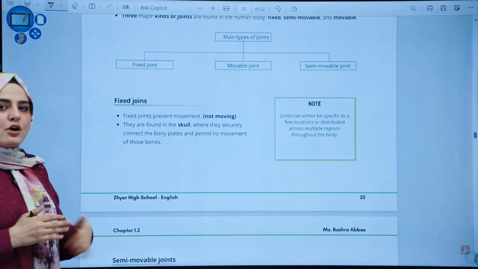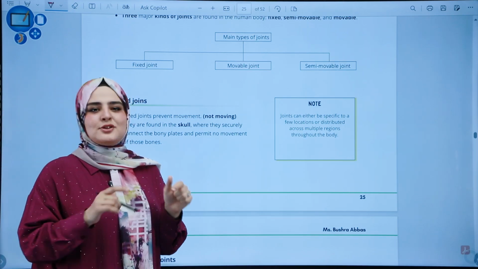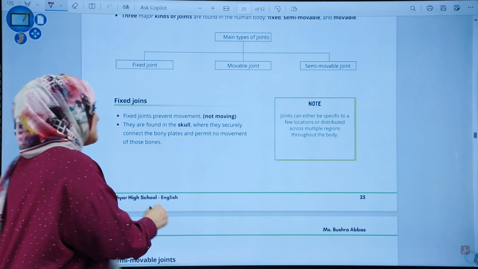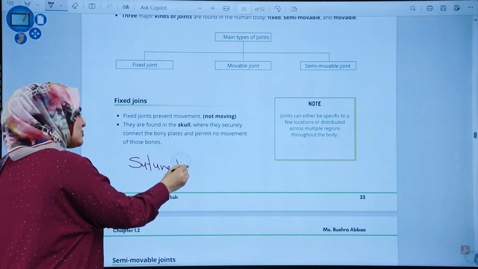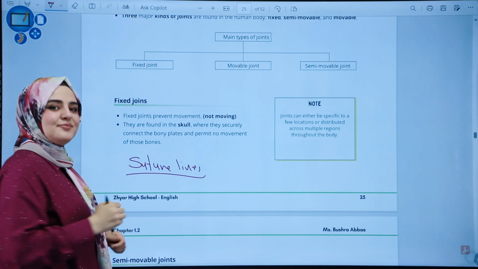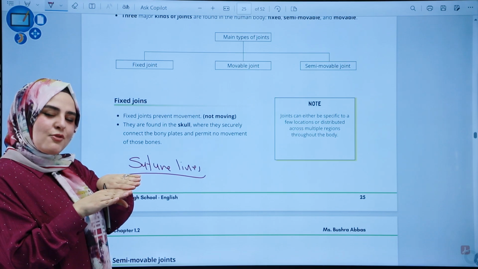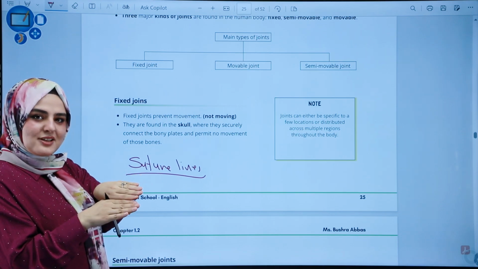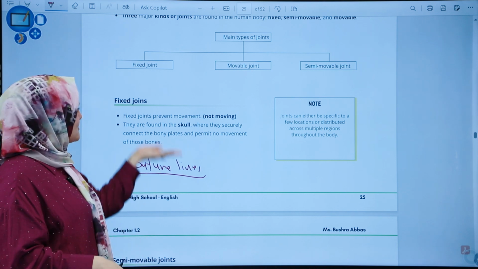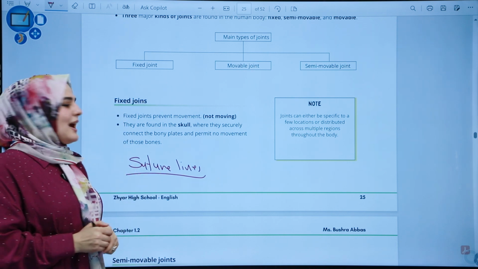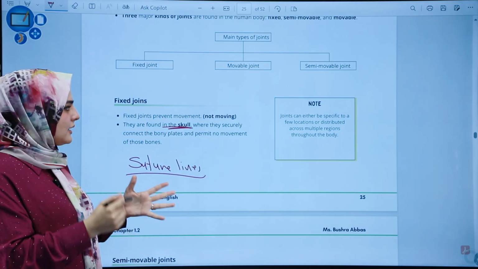Fixed joints are not that common in the body, but you already know about one, though you don't know it is a fixed joint. If you remember, we talked about it in the previous video: suture lines in the skull, where the flat bones that were directly formed without a cartilage stage join together. They create suture lines, which are a form of fixed joint. This is the only example that we have. Some parts of the skull have it, nothing else.